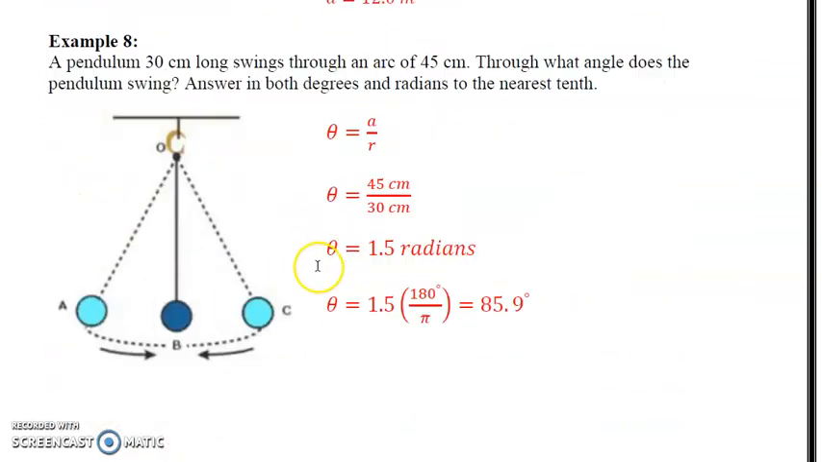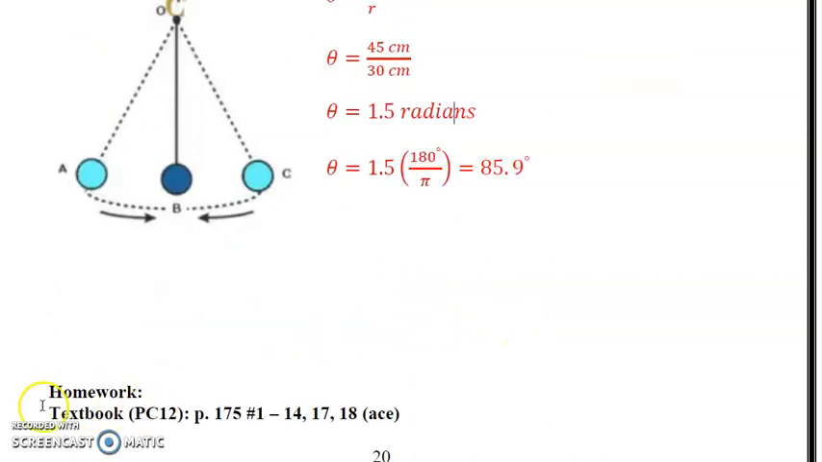The last question there is a pendulum 30 centimeters long that swings through an arc of 45 centimeters. So then we just find the radius. We took 45 divided by 30, and we got 1.5 radians. And to switch that into degrees, we take 180 divided by pi. And that's it. And there are some homework questions there.